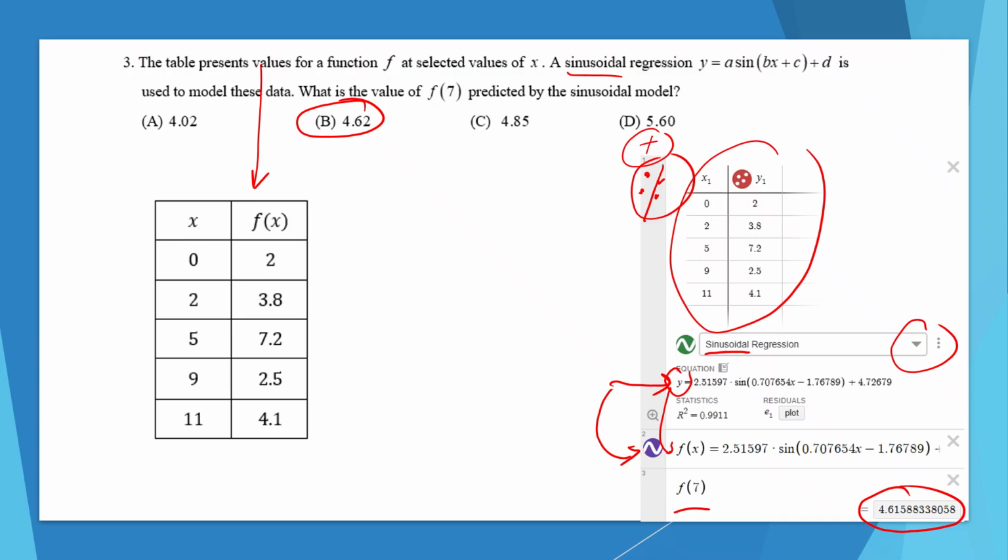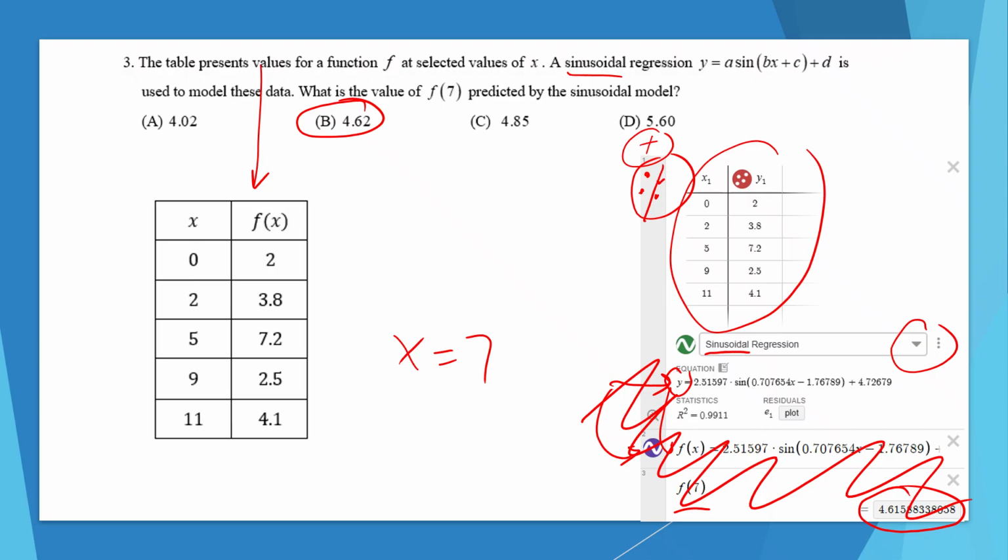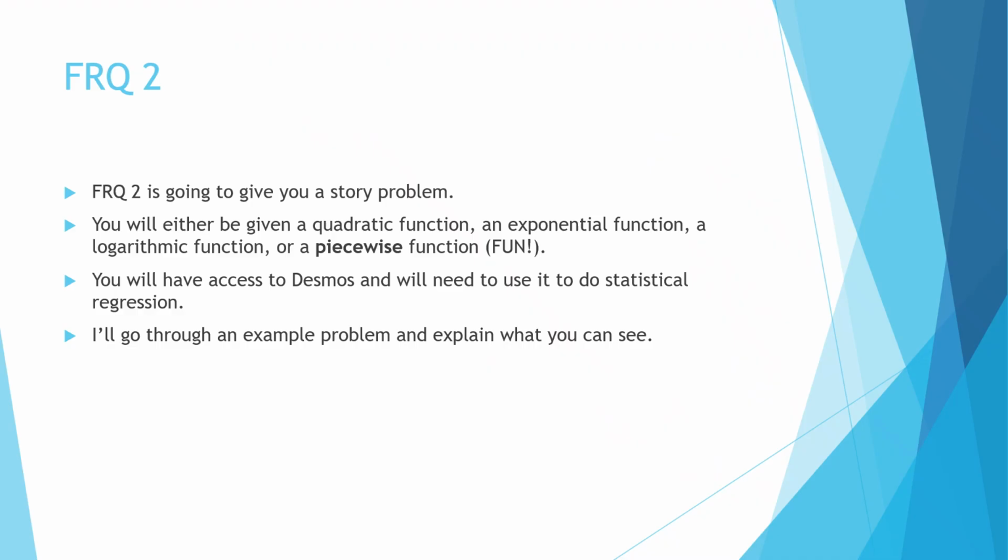What you could also do, if you don't want to go through all that hassle, is just graph the line x equals 7 and find your corresponding y coordinate. So B should be the correct answer here.